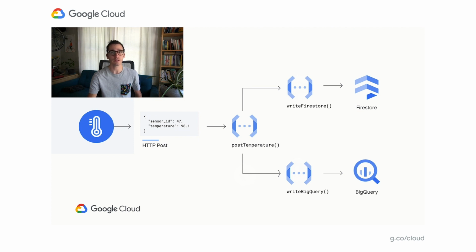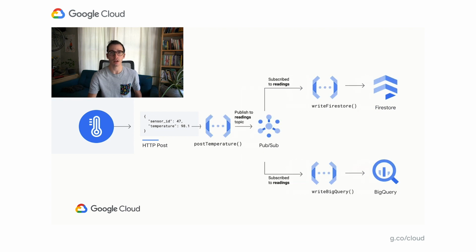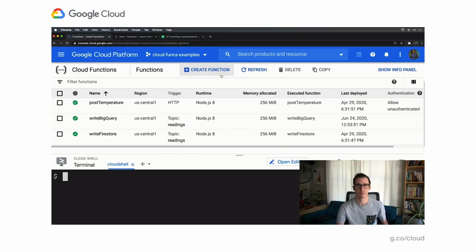And to do that, we'll use Cloud Pub/Sub, which is a high-scale messaging bus on Google Cloud. Now, all post temperature has to do is write a message to the Pub/Sub bus, and then it's done. The write BigQuery and write Firestore functions are listening for messages coming in on that topic in Cloud Pub/Sub. When they get those messages, they'll do their functionality, and they'll fail and retry independently from each other, asynchronously. Let's take a look at this in action.